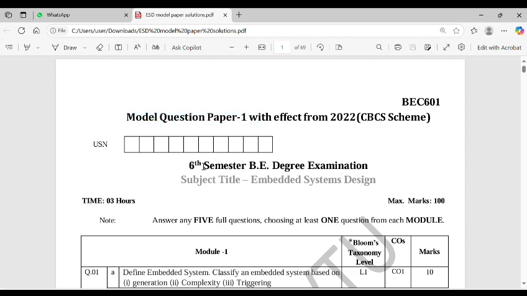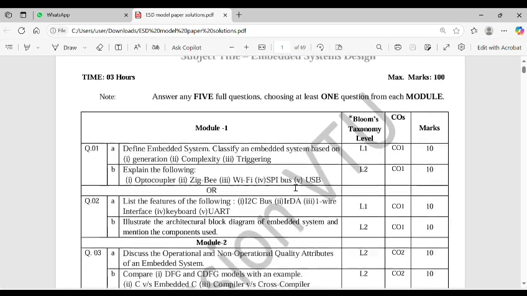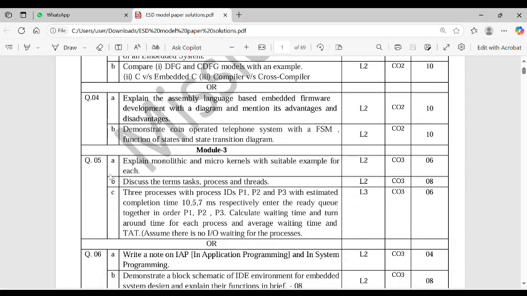We are dealing with the model question paper number 1 of a 6th semester subject Embedded System Design. Here we are dealing with the module 3 5th A question. Explain monolithic and microkernels with a suitable example for each. B. Discuss the terms task, process and threads.